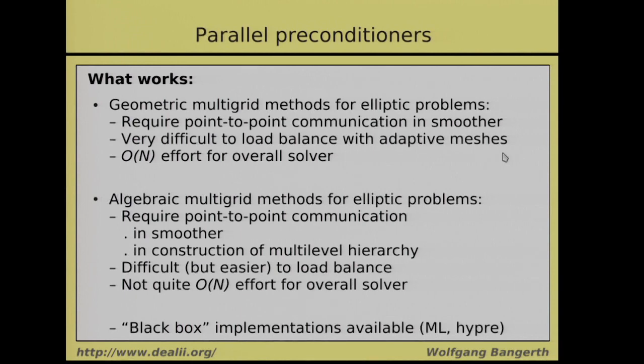Just like before, you require point-to-point communication in the smoother and probably in the construction of the multilevel hierarchy as well. You don't, in practice, get exact O(n) effort, but you come pretty close to it. And the huge advantage of algebraic multigrid methods is that there are black box implementations that everybody uses for elliptic problems. There is one implementation called Hypre, that is typically accessed through the PETSc library, and there's another implementation called ML that can be accessed through both PETSc and Trilinos.